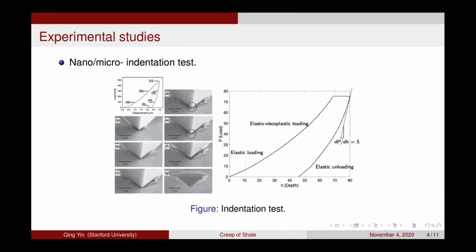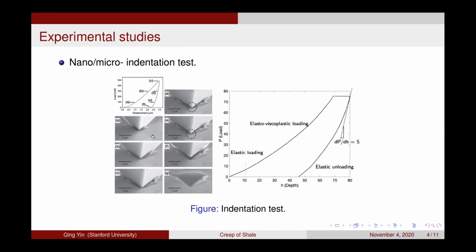Another method that has been recently developed to study the creep behavior is called nano or micro indentation test. In this test, researchers use a very hard indenter, say a diamond indenter, to indent into the material. And the indentation test mostly has three stages. First is the loading stage, and then the researcher maintains the load for a certain time. This maintaining stage is when creep happens in the material, and after that, they unload it.